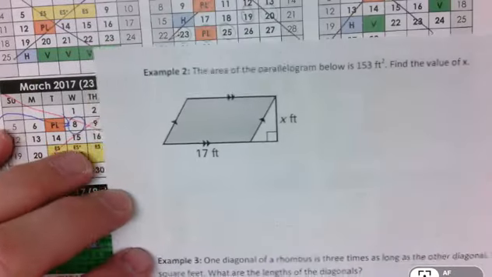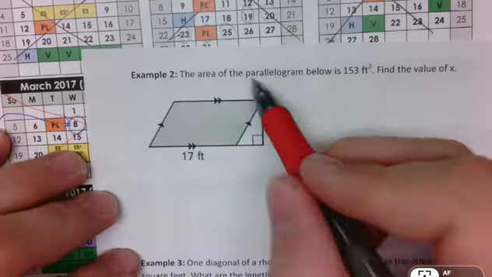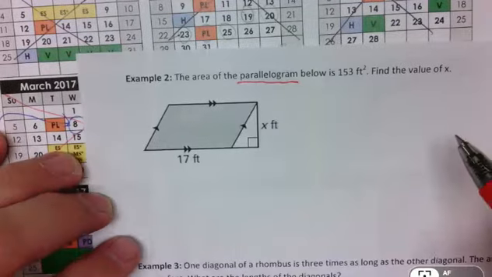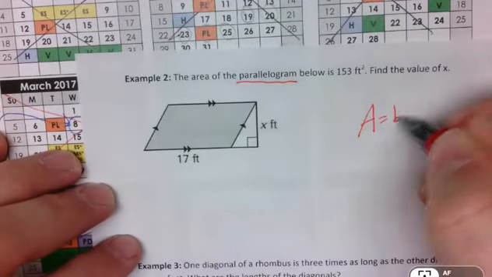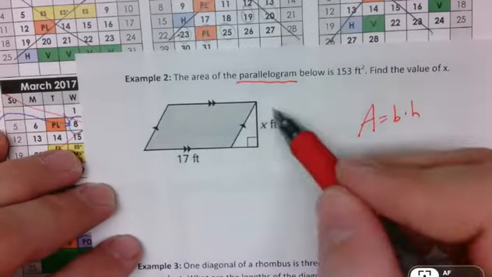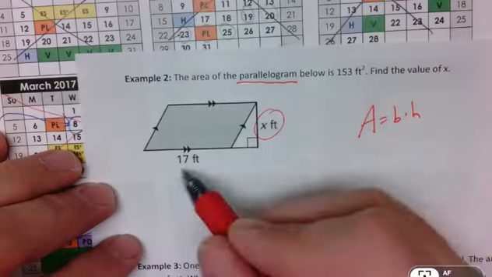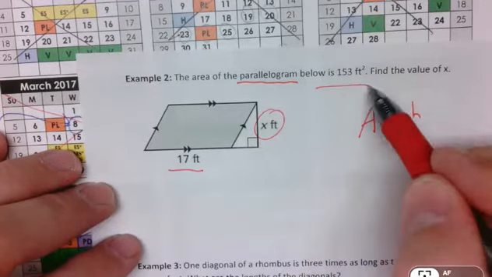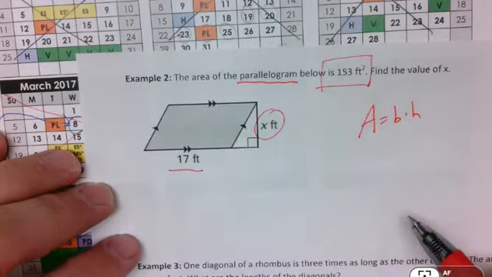For this one, they're telling you it's a parallelogram. So if you look at your formula sheet, you know the area of a parallelogram is just base times height. But in this problem, they actually don't have the height. We know the base, and we know the area. So we have to work a little bit backwards this time.